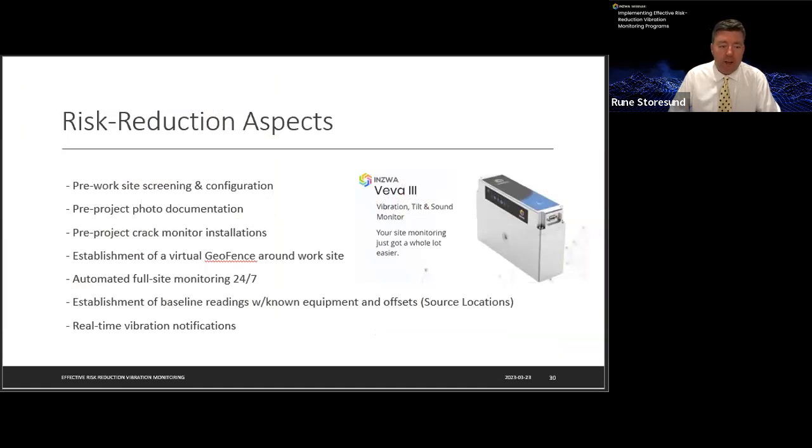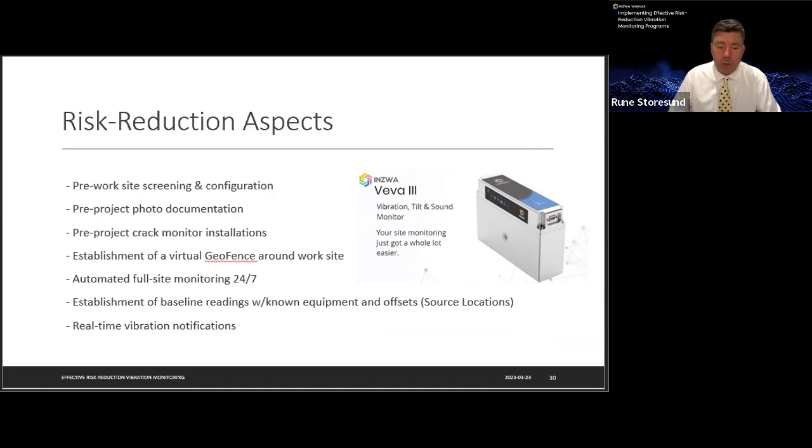So I'd like to highlight the risk reduction aspects that I personally would include in our future vision of these construction-induced ground vibration monitoring programs. First, we would do our pre-work site screening and configuration analysis, as we talked about earlier in the presentation. We'd examine the anticipated construction activities and their associated equipment and potential range of PPV values.